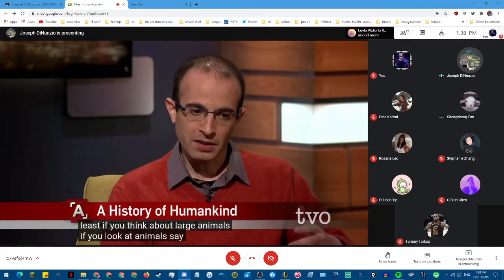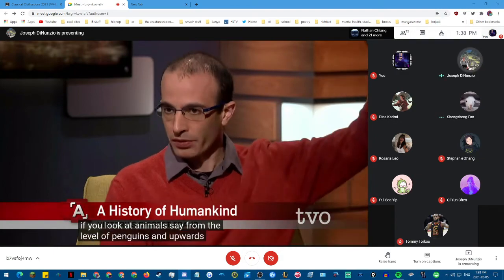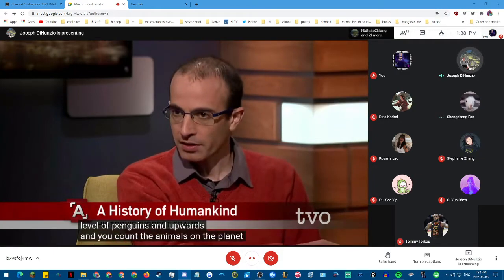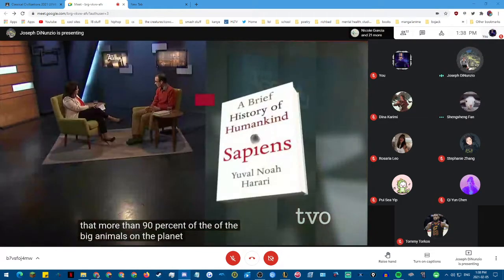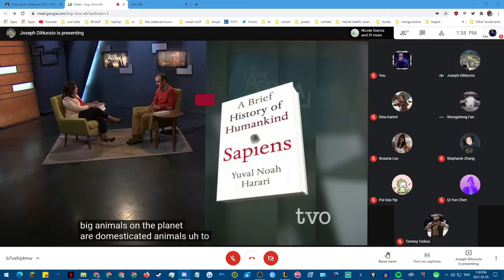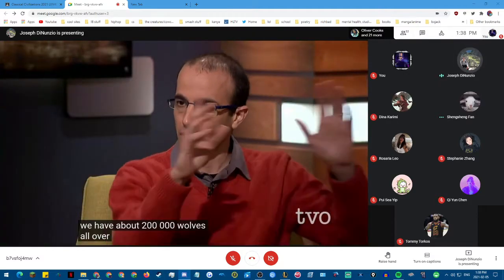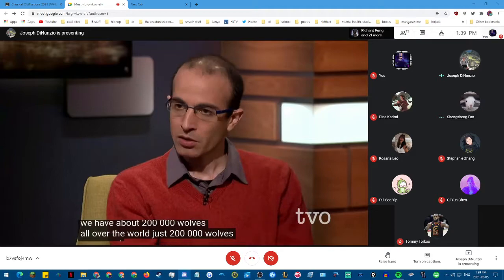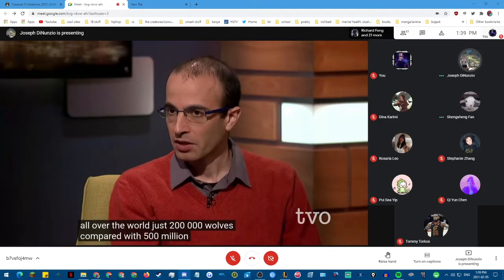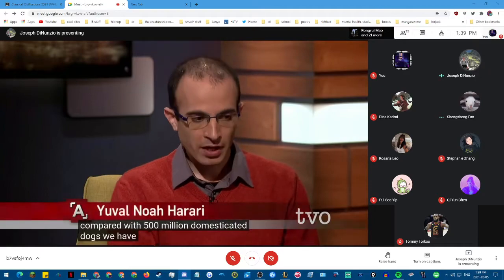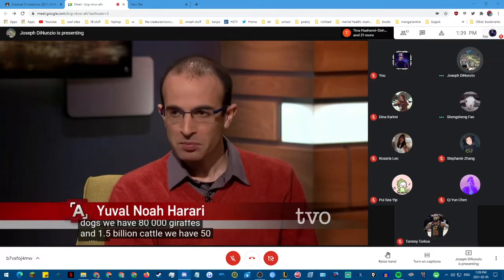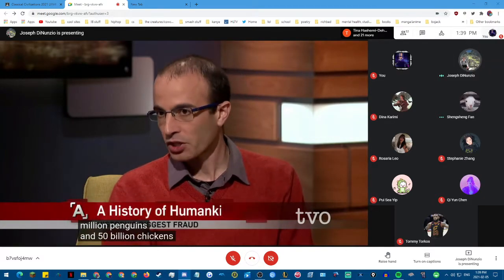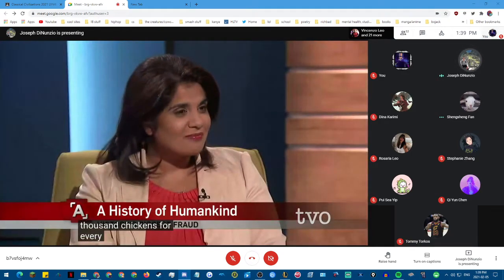If you look at animals, say, from the level of penguins and upwards, and you count the animals on the planet, you will see that more than 90% of the big animals on the planet are domesticated animals. To give just a few statistics, we have about 200,000 wolves all over the world, just 200,000 wolves, compared with 500 million domesticated dogs. We have 80,000 giraffes and 1.5 billion cattle. We have 50 million penguins and 50 billion chickens. That's 1,000 chickens for every penguin.